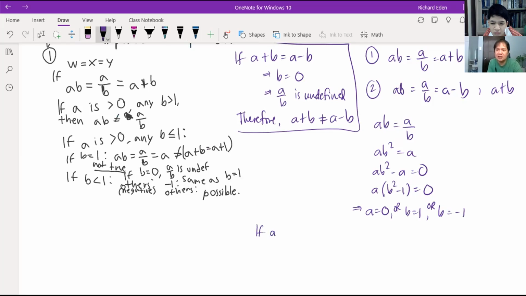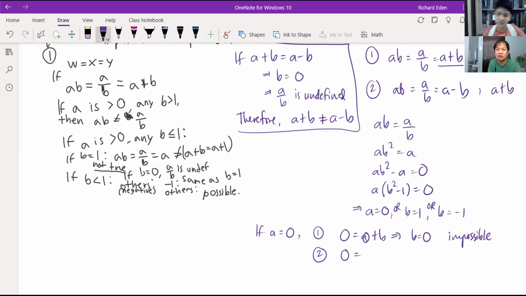If A is equal to 0, then AB and A over B are both going to be 0. So 0 equals A plus B. Well, 0 plus B, which means that B is equal to 0, but this is impossible. Undefined nga po yung A over B. Oh, right. So on the other hand, we get a similar situation out of case 2.